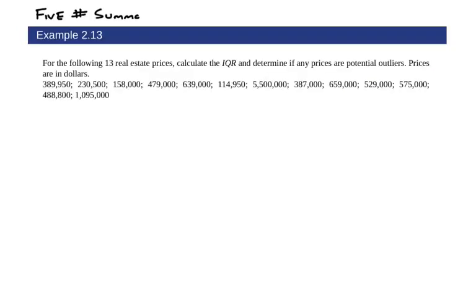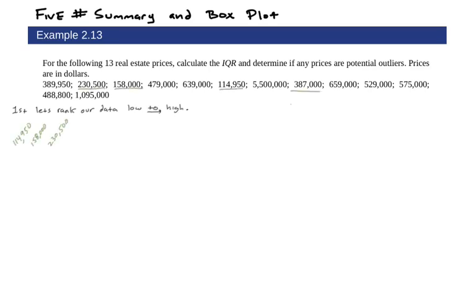Okay. So let's first find the five-number summary and let's do a box plot. We have some data values of 13 real estate prices, and we want to find out what the five-number summary and box plot is. First things first, let's go ahead and rank our data from low to high. I'm just going to rewrite all of the values going from the smallest all the way up to the largest, and I'm going to underline them so I keep track that I already wrote it.